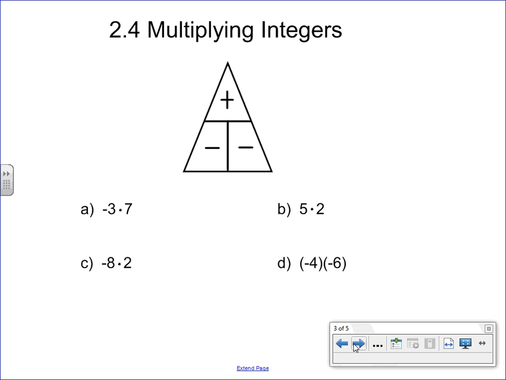I'm also going to show you a method that will give you a visual. We're going to use this triangle. The way this triangle works is it's set up to help you figure out what the sign of your answer is. For example, if we're going to multiply a negative 3 times 7, I'm going to take my negative 3, and I'm going to cross out the negative sign, doesn't matter which one, and I'm multiplying that by a positive 7. So I'm going to cross off my positive sign. So that means my answer has to be negative, and 3 times 7 is 21.